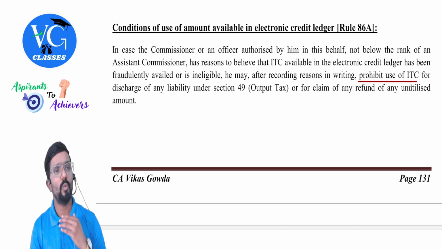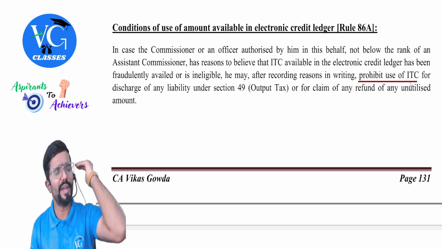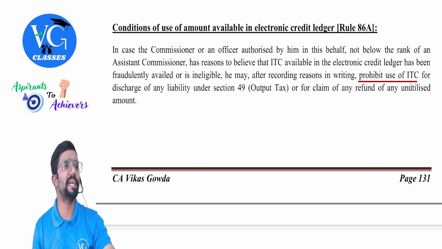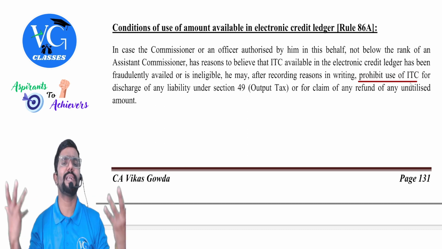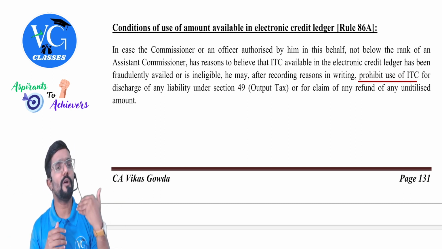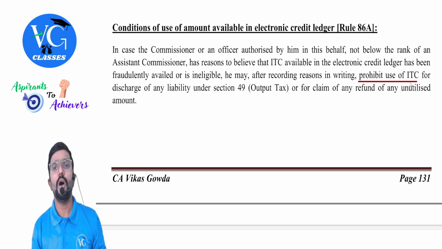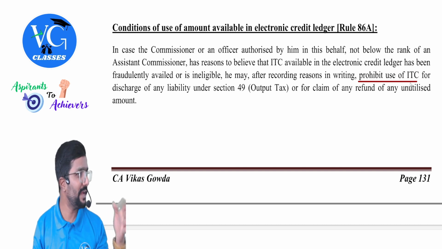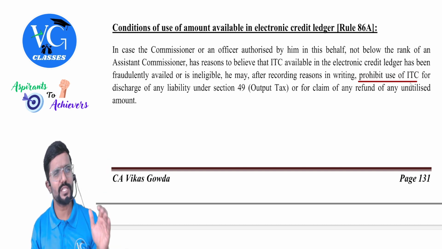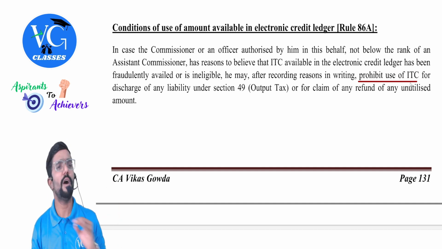Guys, simple. What they are telling is, assume there is a registered person who has a 20 lakh credit in his electronic credit ledger. But the commissioner or the department, in simple, we can call it the proper officer, got to know this guy has claimed it fraudulently. How, sir? How is it possible? Maybe he has shown some dummy purchases. Fake bills he has created.